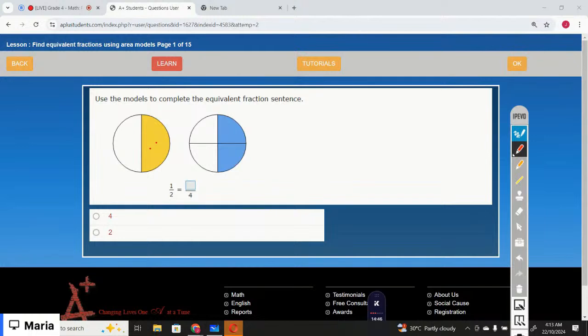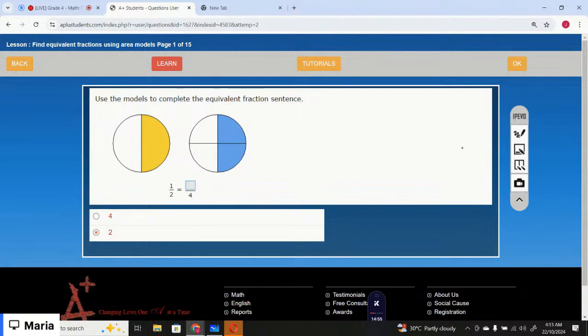The second one has four portions, and out of them two are colored, so that is 2 out of 4. Option number 2 is the correct option. 2 out of 4 are colored, so that would be 2 out of 4.